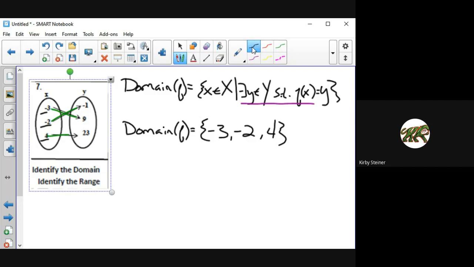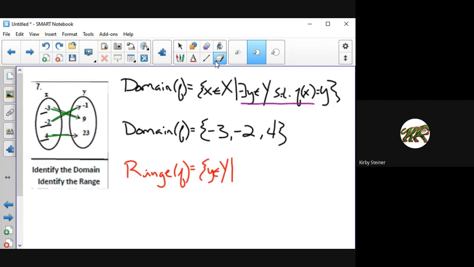So now let's do this for the range. What's our formal definition of range? So the range of f is going to be equal to the y's in Y such that there exists an x in X such that f of x equals y.